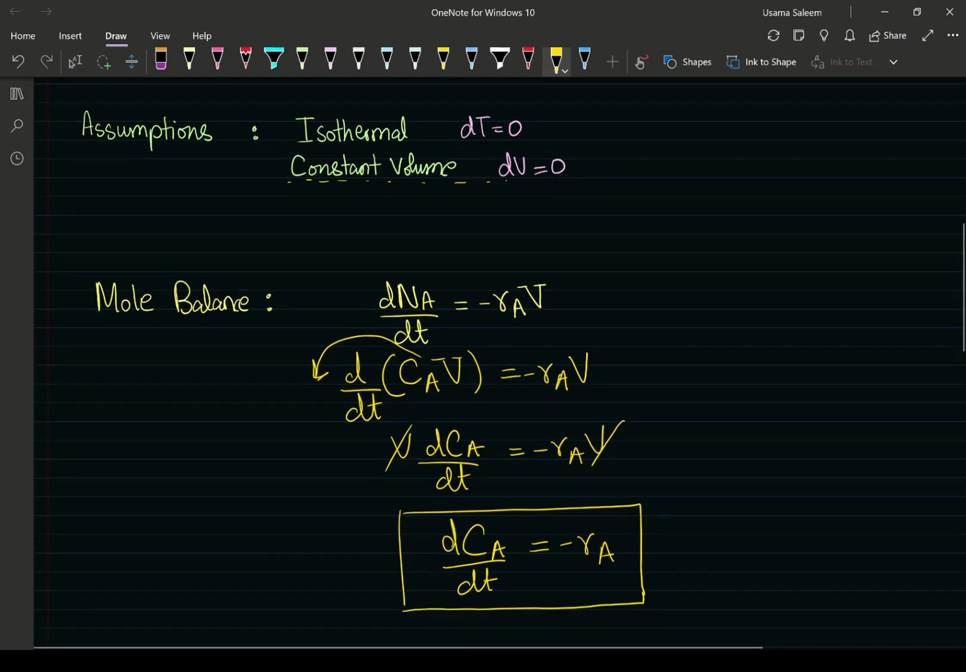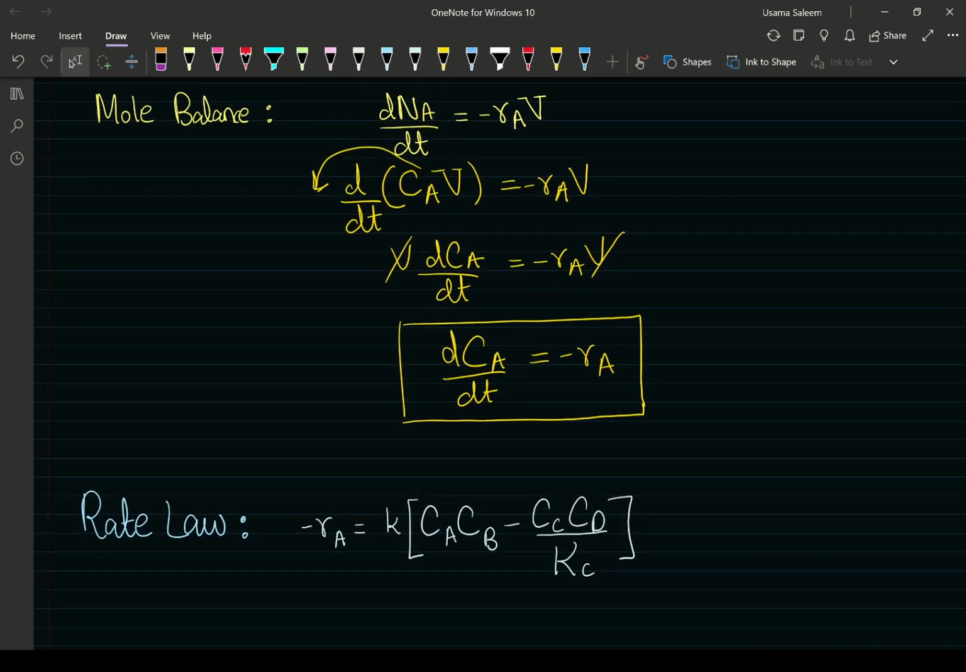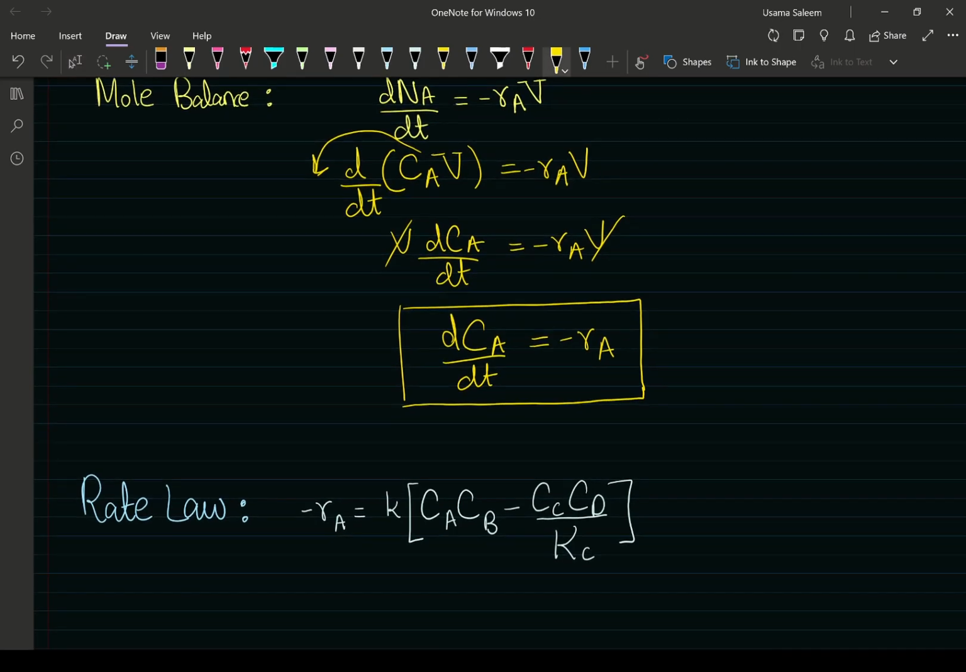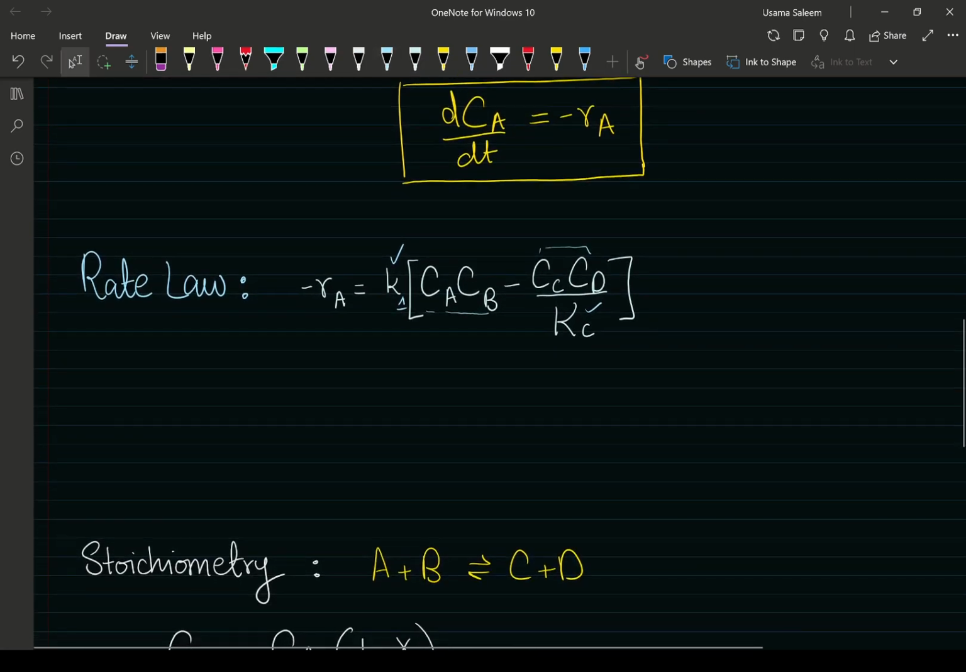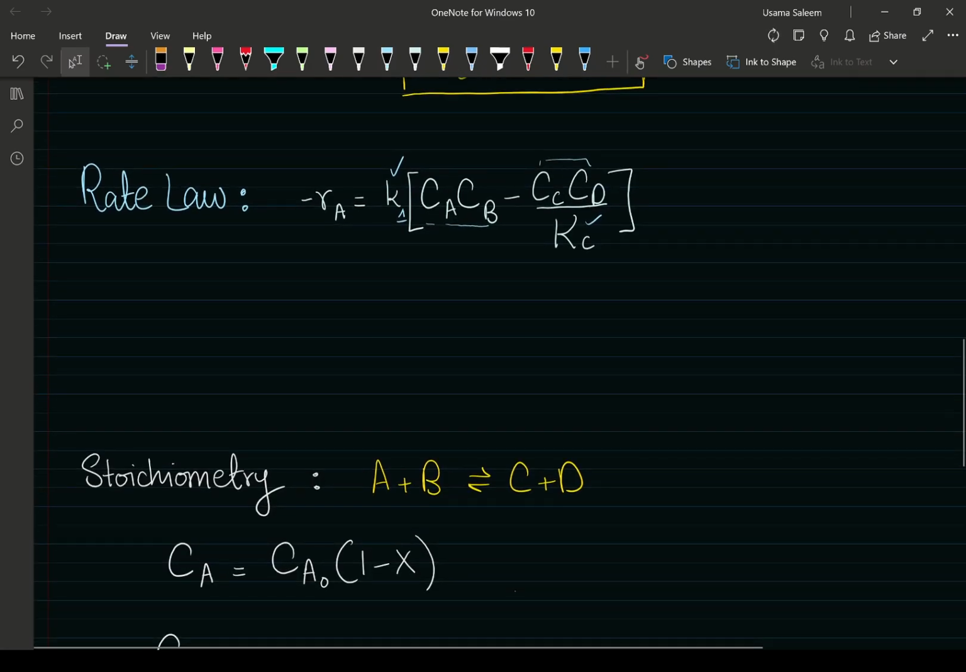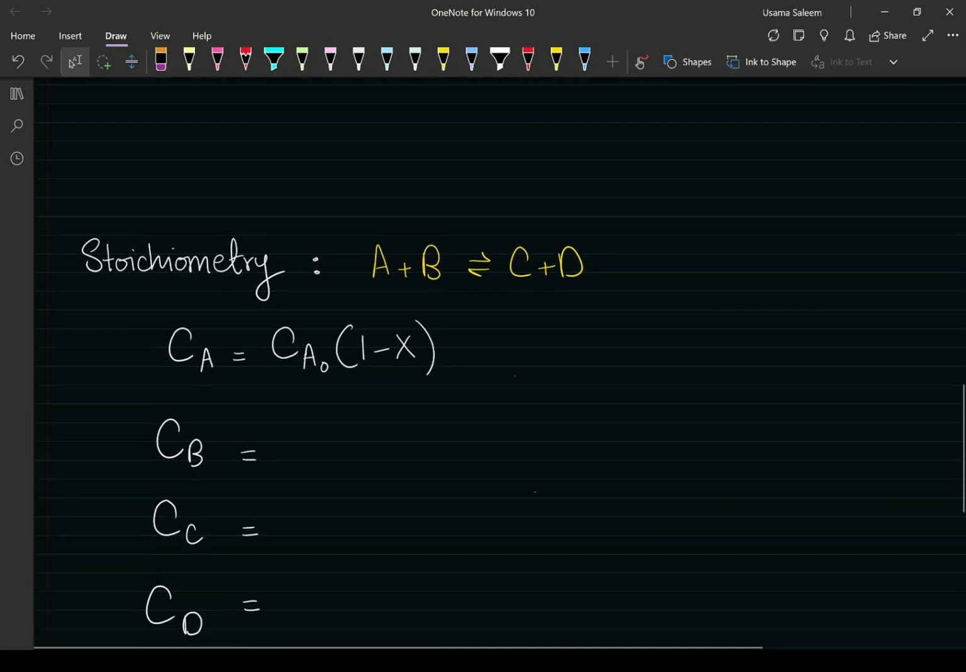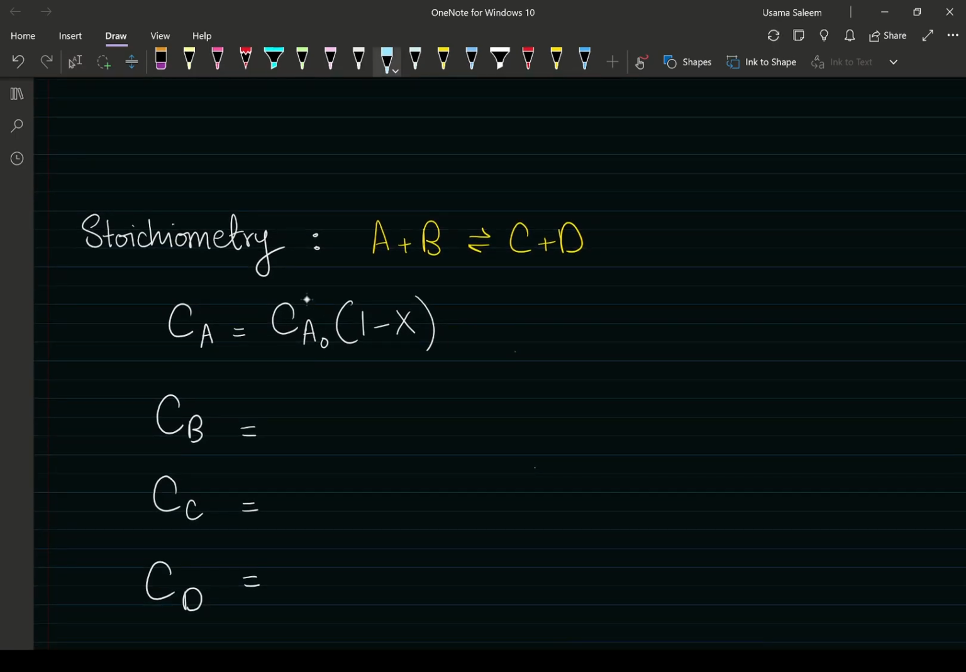Okay, let's move on. So the rate law for a reversible reaction. We know k1, this is supposed to be k1, my bad. So for the rate law, I have the forward reaction with my reactants, and the reverse reaction with my products. Once I have the rate law, the next step is to look at the stoichiometry. I've done A for you guys already, so let's finish B, C, and D together.